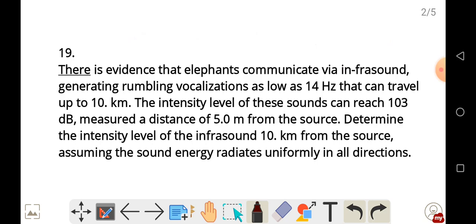There is evidence that elephants communicate via infrasound, generating rumbling vocalizations as low as 14 Hz that can travel up to 10 kilometers. The intensity level of these sounds can reach 103 decibels, measured at a distance of 5.0 meters from the source. Determine the intensity level of infrasound 10.0 kilometers from the source, assuming the sound energy radiates uniformly in all directions.